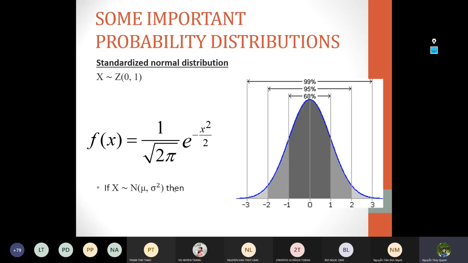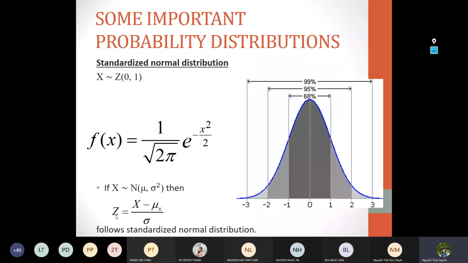I think I do remember a little bit. What is it? Z equals x minus mu divided by the standard deviation. So we take the observed value of x minus the population mean mu, then divide by the standard deviation sigma. Let's call this the z variable, and this z will follow a standardized normal distribution.